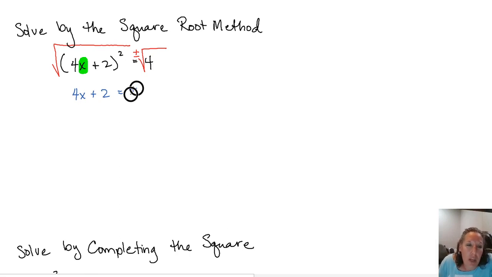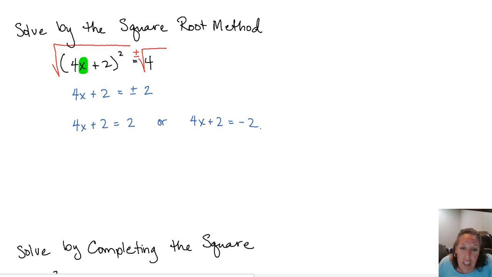And then on the right hand side, we get plus or minus the square root of 4. Well, the square root of 4 is 2. You can leave it like that, or it may be easier to split that up and write it as 4x plus 2 equals a positive 2, or 4x plus 2 equals a negative 2. And then solve those linear equations. We subtract 2 and divide by 4, and we get x equals 0 for the first one. When we subtract 2 and divide by 4 on the second one, we get x equals negative 1.